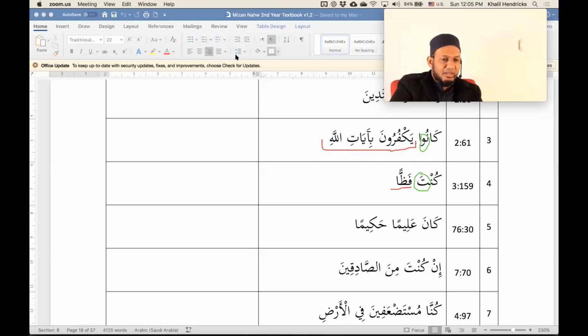Next one. Kana aliman hakima. Bismillah. Who's next? He is all knowing and all wise. Okay, good. Where's the ism kana? If we don't find it at the end or at the left, it must be inside. Remember, the ism kana is always raf'un. So there's a huwa inside there. Kana, he was. He was what? All knowing and all wise. Okay. Now, which one is the khabar kana?